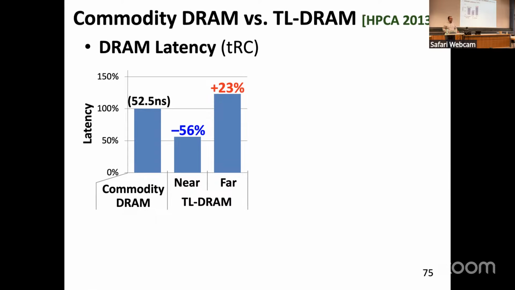Why are we increasing it? Because of the added isolation transistors, essentially. Those add some extra capacitance and extra latency. So when you want to access your data in your far segment, you're going to experience longer latency. So you really need to make sure that you manage this structure nicely in order to benefit from it. Make sense?